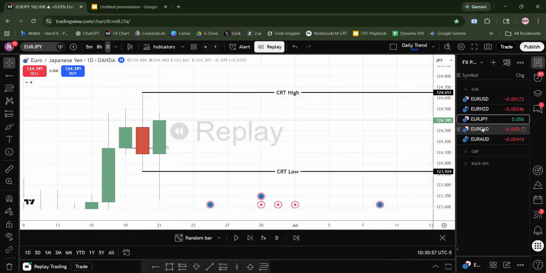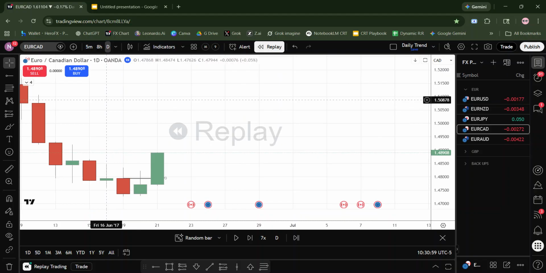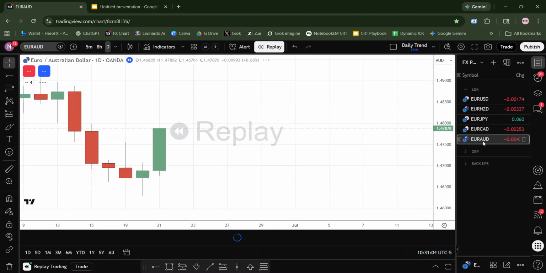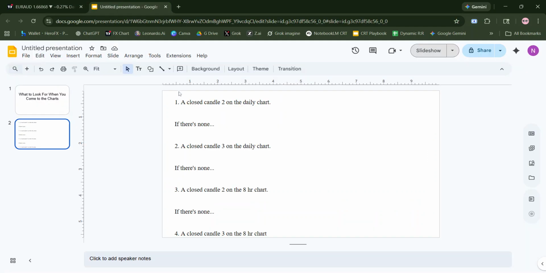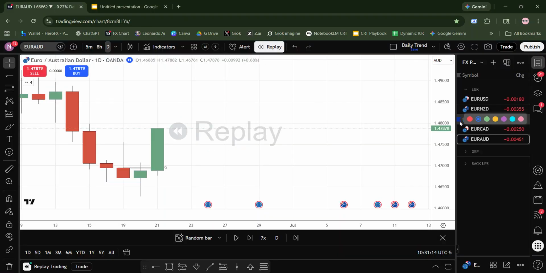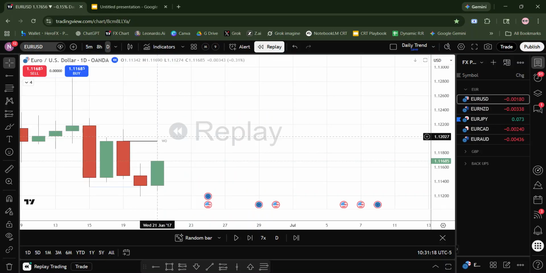So I'm still looking for candle 2s. Here we go. Is there a candle 2 here? Nope. And is there a candle 2 here? No. All right, so let me go back. If I see none, then what do I look for? A closed candle 3. We already have euro yen marked, so we don't have to go back to that. Now, do I see any candle 3s? Possibly right here. But you know what? No, never mind, I'm sorry.